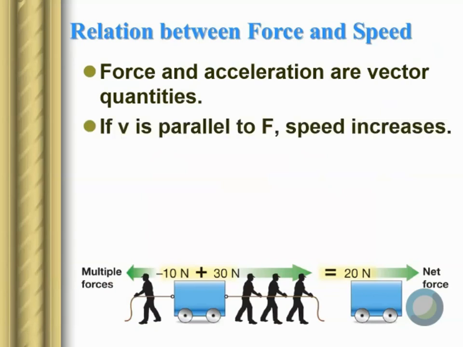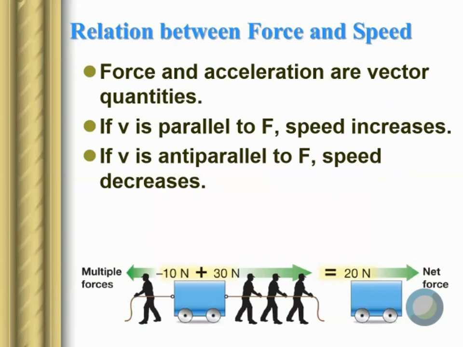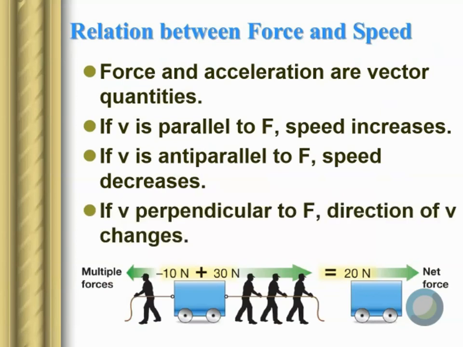Force and acceleration are vector quantities, and speed increases if they are parallel. If it is anti-parallel, or perpendicular, you have to see how the direction changes, or whether the speed decreases or increases, and justify it accordingly. The relation between force and speed is just to remember; I need not write it. I think from here you can understand it. Simple ideas to get.